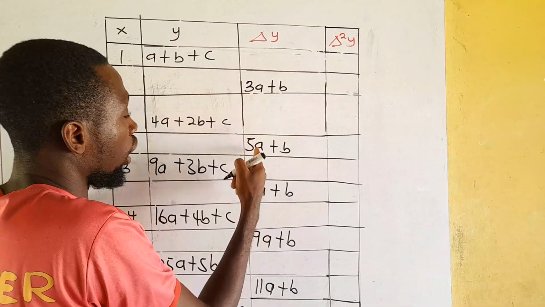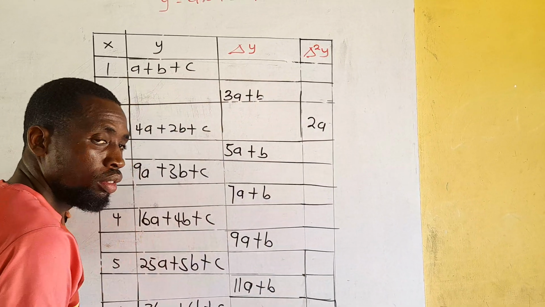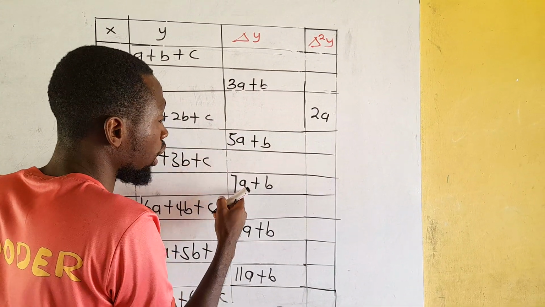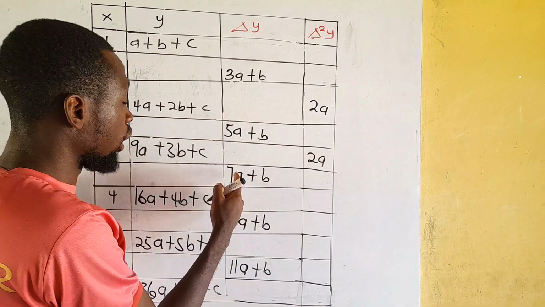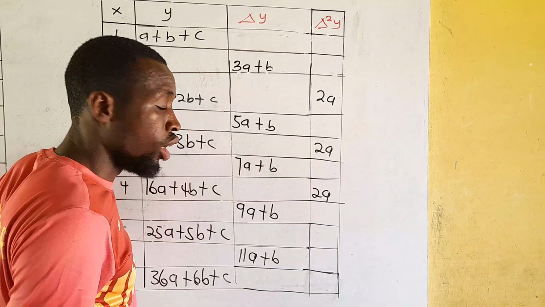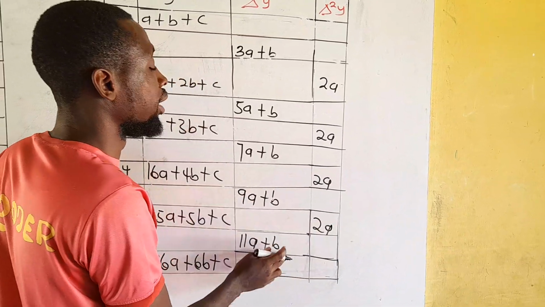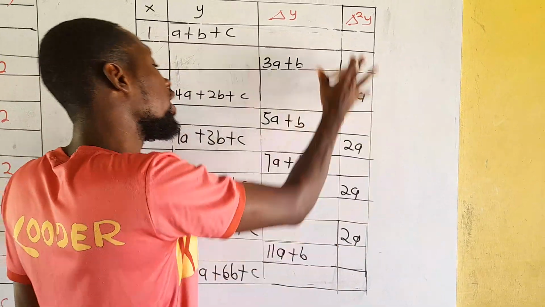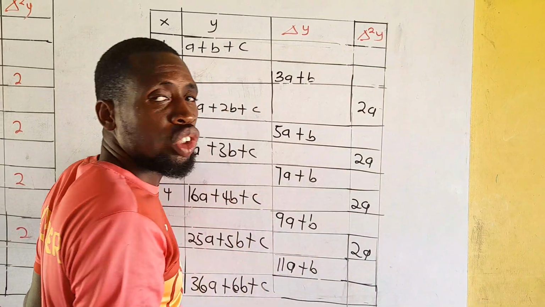That's the difference between this and this. On subtracting 3a from 5a, we'll get 2a. b minus b is 0. On subtracting 5a from 7a, we'll get 2a. b minus b again is 0. On subtracting 7a from 9a, we'll get 2a. b minus b again is 0. On subtracting 9a from 11a is 2a. b minus b is 0. That proves the point that it's a second degree polynomial because all these are constants.